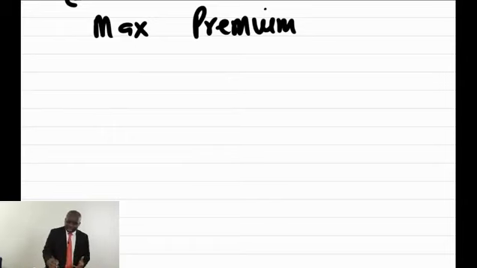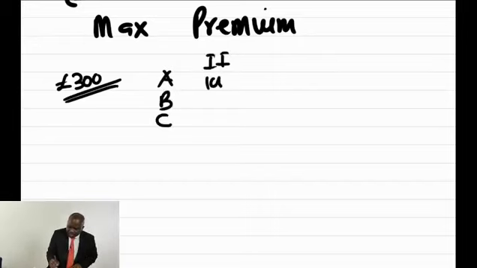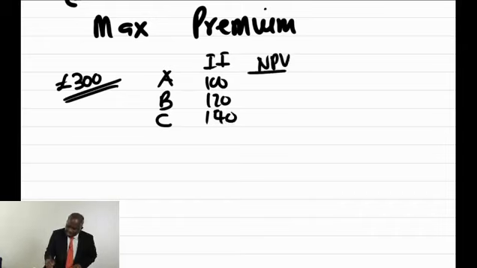Normally, this is what I tell students about. Okay, let's assume I have got £300 available. I've got projects A, B, C. Their initial investments are 100, 120, and let's say 140. Their NPVs are 20, let's say 40, and 60.